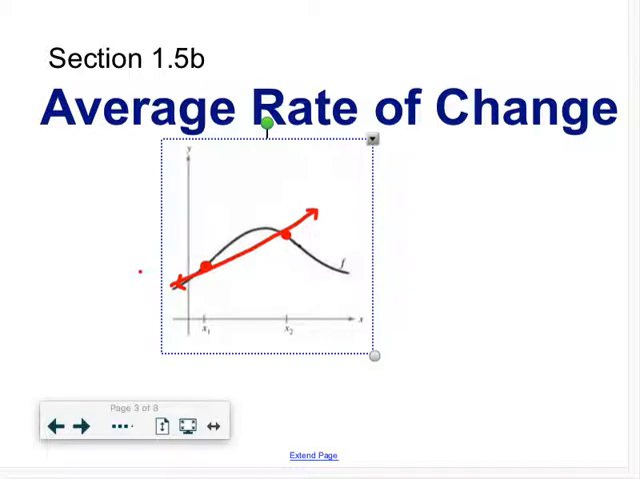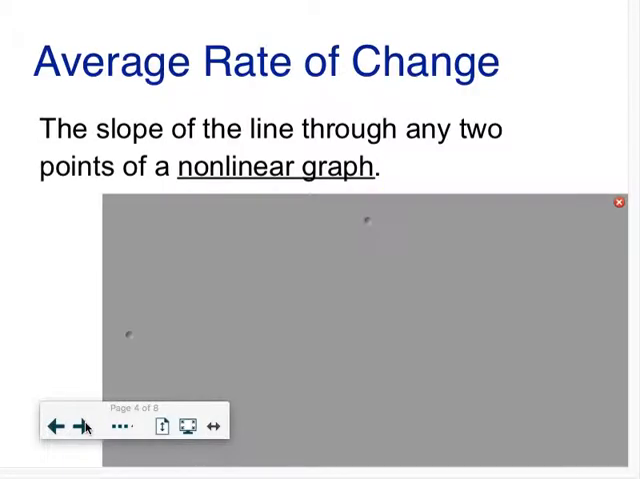Now notice, the line I drew between the 2 points doesn't match the curve exactly. So it's not the rate of change at every single point, it's the average rate of change between the 2 points. Okay? The study of the slope at every single point is really what you do in calculus with derivatives. So first things first, average rate of change is the slope of the line through any 2 points in a nonlinear graph.